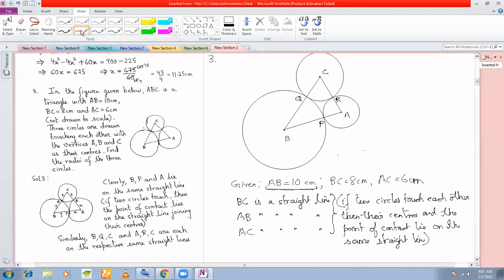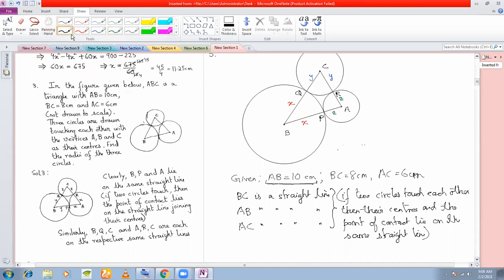Suppose I take the radii of this circle as X. So this is X, this must also be X. The radii of this circle I take as Y, and this is also Y. And the radii of this circle let us take as Z, and this is also Z. Now it is clear that BC is equal to X plus Y.